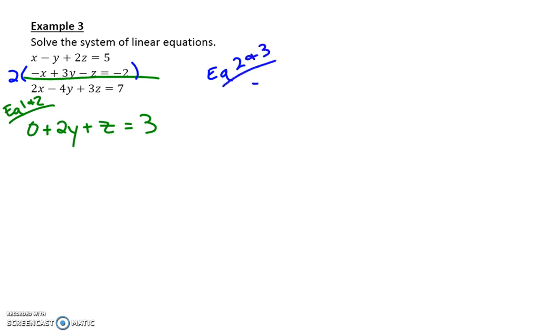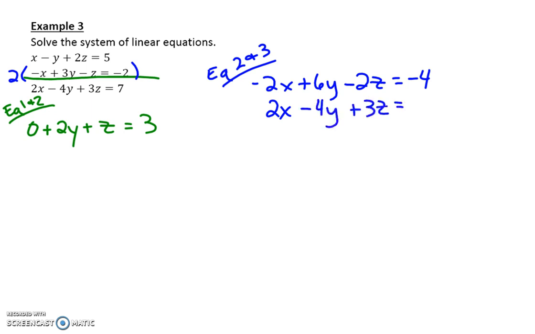Okay, so we've got negative 2x plus 6y, remember that I'm distributing that 2, minus 2z equals negative 4. And then we just bring our third equation over. Okay, and so then we can add those. And when we do that, our x's cancel. We get 2y plus z equals 3. And look at that, we get the exact same equation. And so then we have infinitely many solutions.